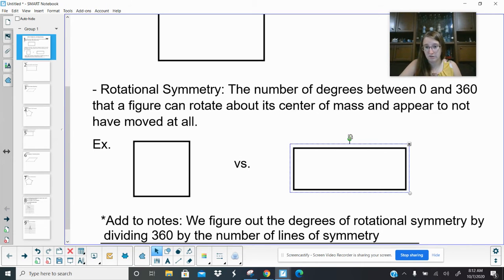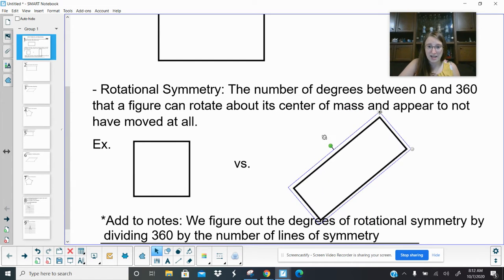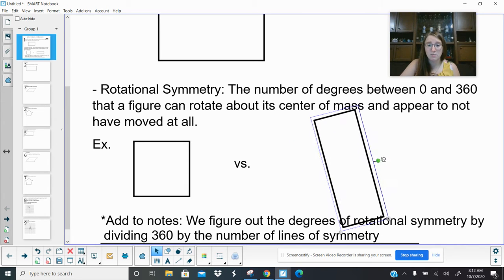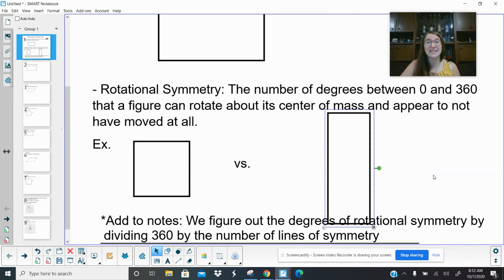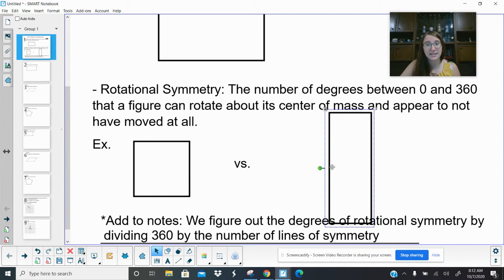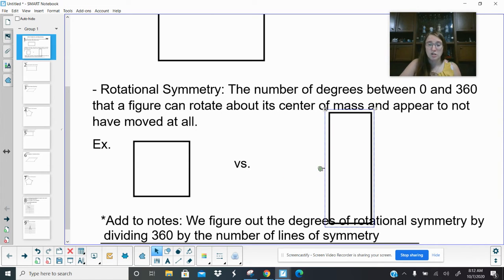But let's actually look at it on the page. Here, if I rotate it this way, it doesn't look like itself. But if I rotate it once more, hey, that looks exactly like where it started. If I start here and I rotate it, it looks like the exact same shape. This is what we call rotational symmetry. So I was able to rotate this. This is actually a 180-degree rotation. We're going to talk about that later, though.